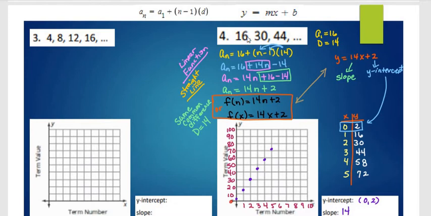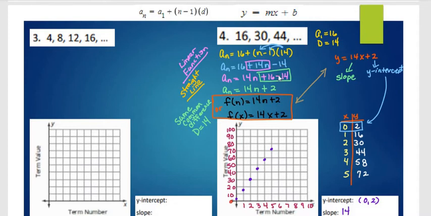So I'm going to look at this, and when I put in 44 minus 30, 30 minus 16, I get the common difference of 14. So I'm going to use my first term, 16, and put it in this explicit formula. When I write it, it's going to look like this. So now we're going to distribute: 14 times the n and 14 times the negative 1. I will come up with this answer.